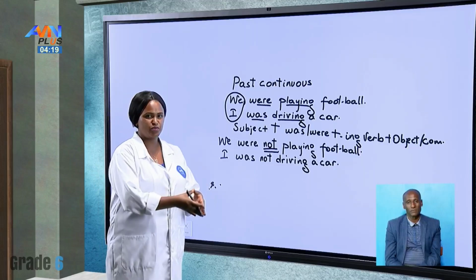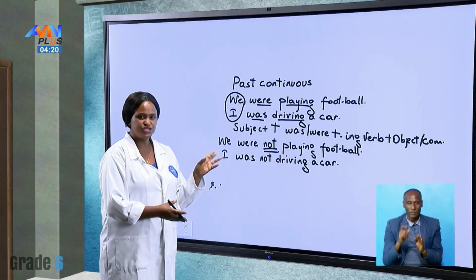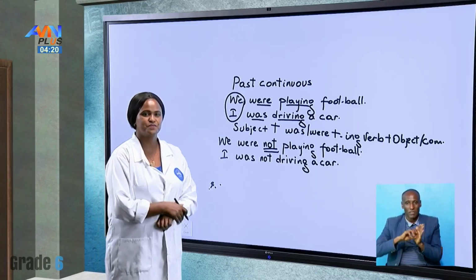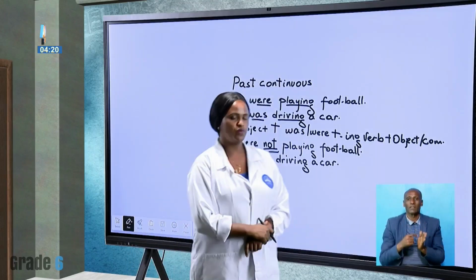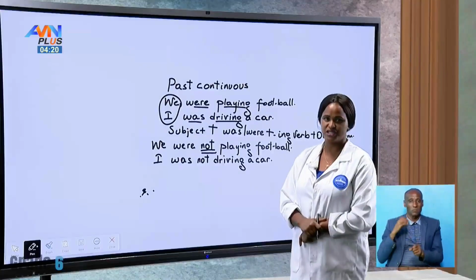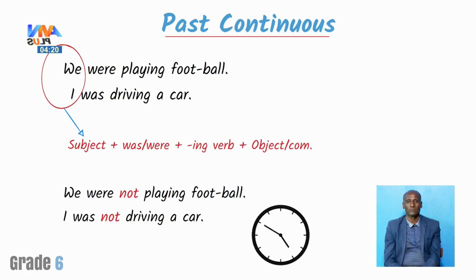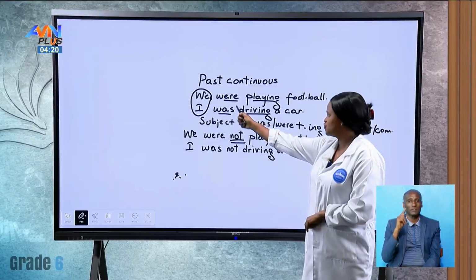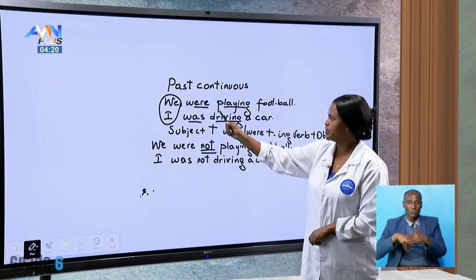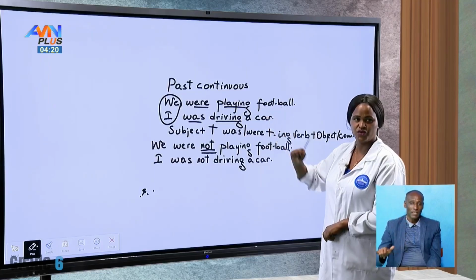How about the third type of sentence, which is interrogative? Let us change these sentences into question form. Let me give you a few seconds. We were not playing football, or we were playing football. How can you make it interrogative? Yes, it's better to refer to this one. We were playing football. You can see this and it's easy to make it a question.